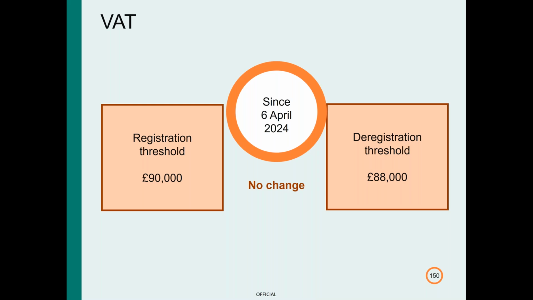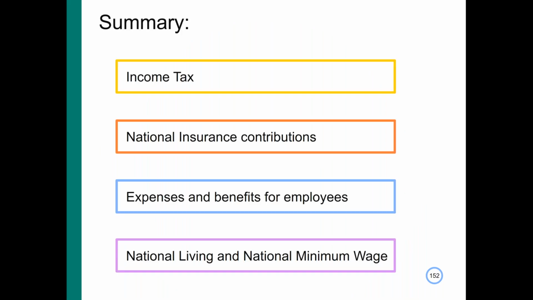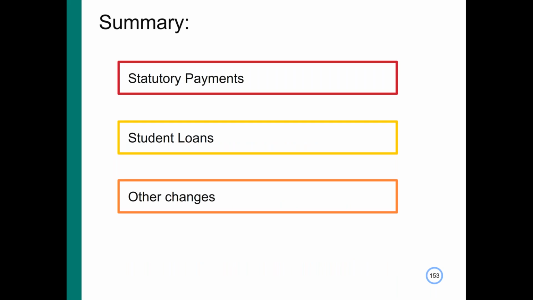So we are nearly at the end of the webinar now. Here is a summary of what we've covered today. So today we've looked at income tax, national insurance contributions and employment allowance, expenses and benefits for employees, national living and national minimum wage rates, statutory payments, student loans, and some other changes and updates.